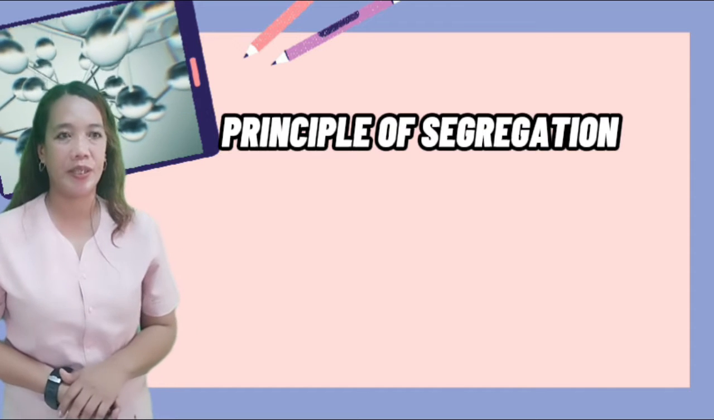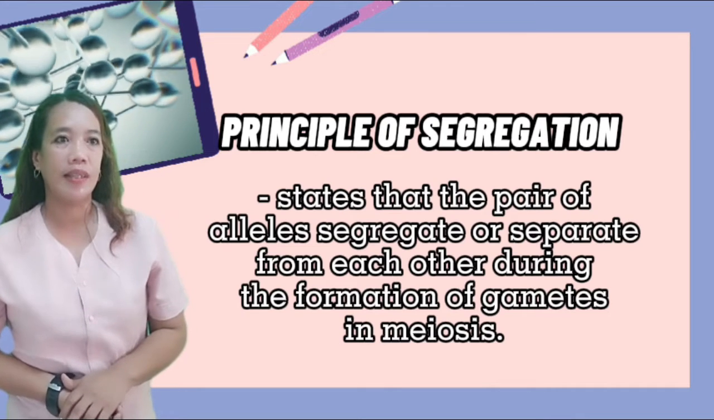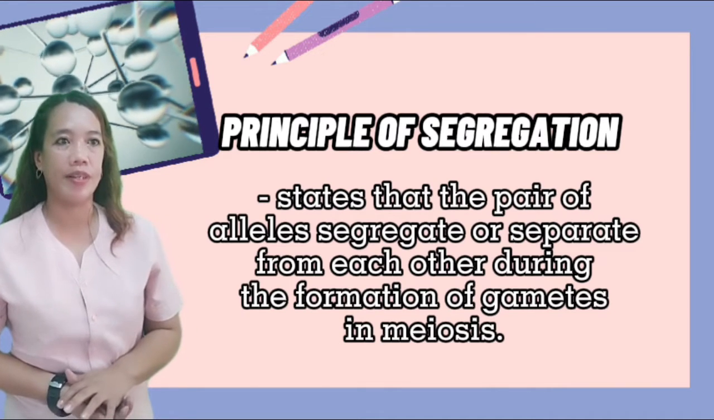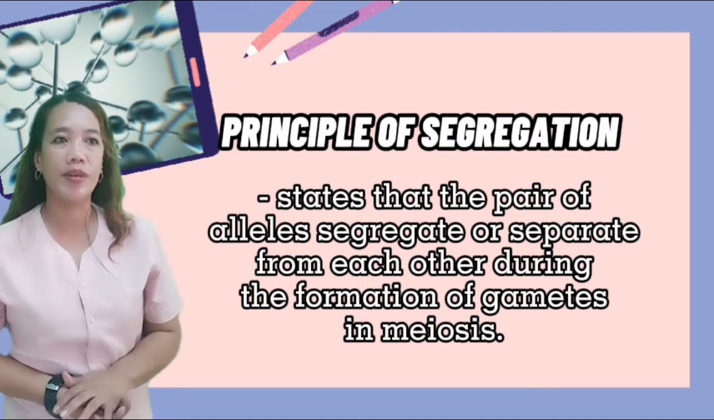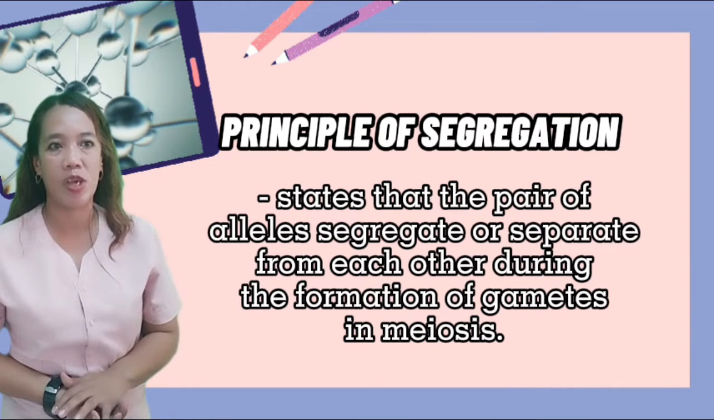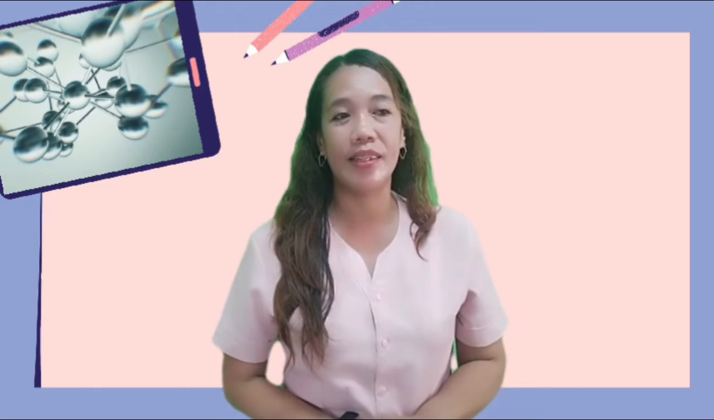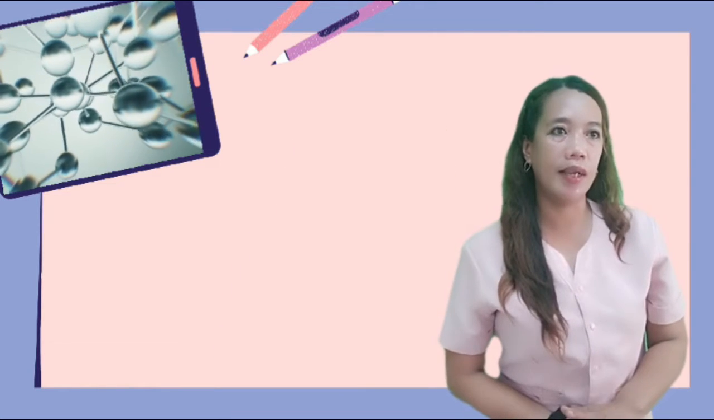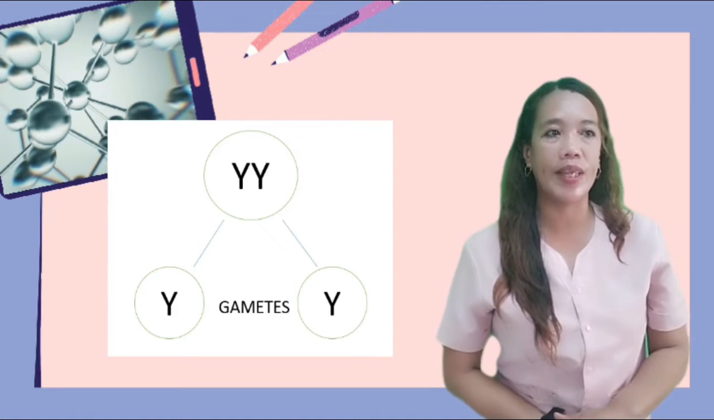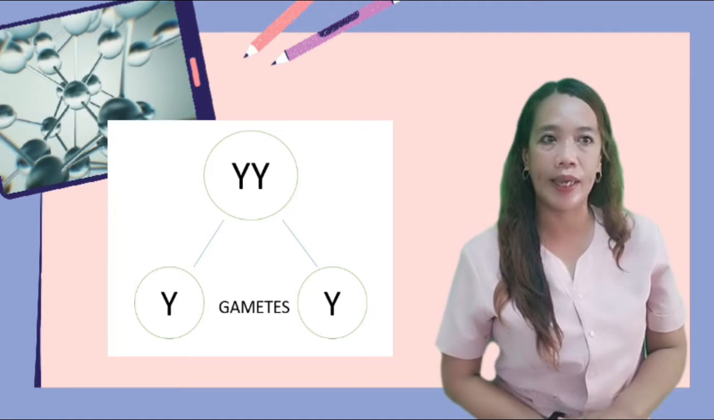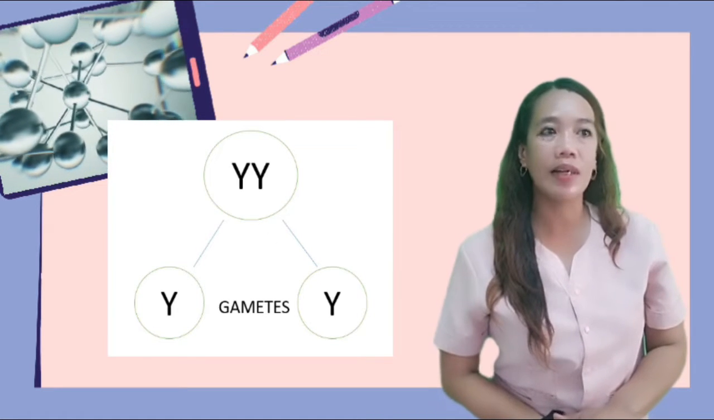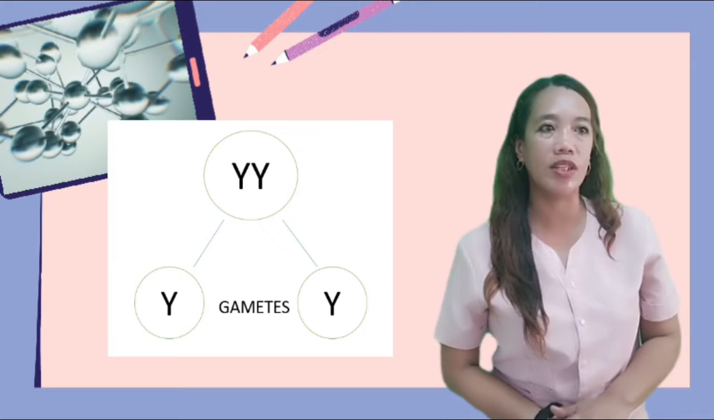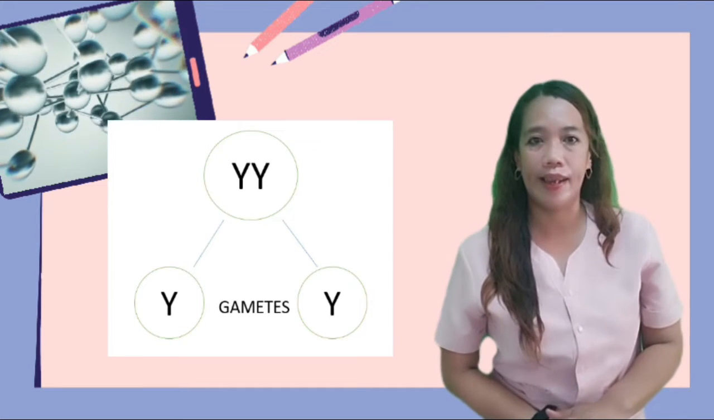Another principle is the principle of segregation. This states that the pair of alleles segregate or separate from each other during the formation of gametes in meiosis. One gene goes to one gamete and the other gene goes to another gamete. For example, a purebred yellow seed with alleles of 2 capital Y, the gametes are both capital Y, since the genes of this allele are alike.